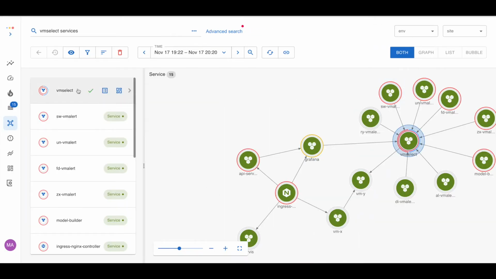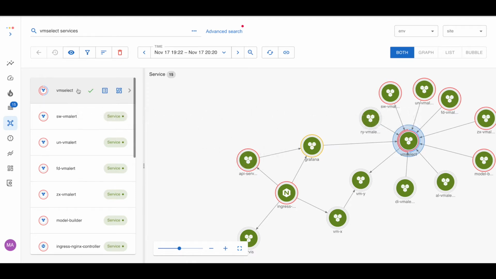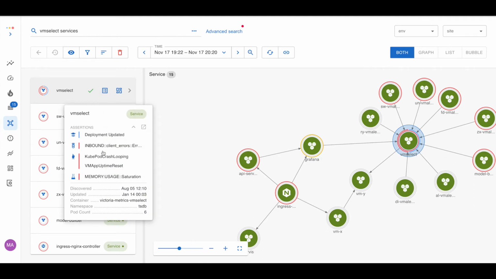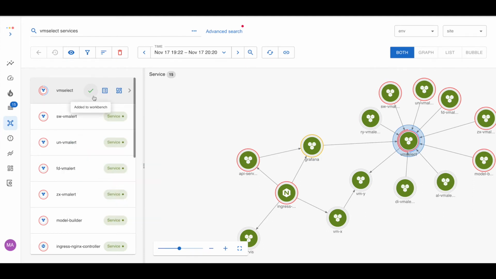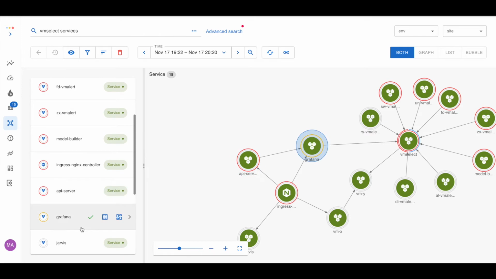Here in the entity screen, Asserts shows a visual map of our service architecture and its health. Notice the red ring around VM Select. This means that an assertion is telling us that the service is unhealthy. Asserts also records which services depend on VM Select. So you can see that the VM Alert services depend upon VM Select, and VM Alert is unhealthy too. Now we know the impact of the problem. The crash in VM Select is causing errors in VM Alert as well.